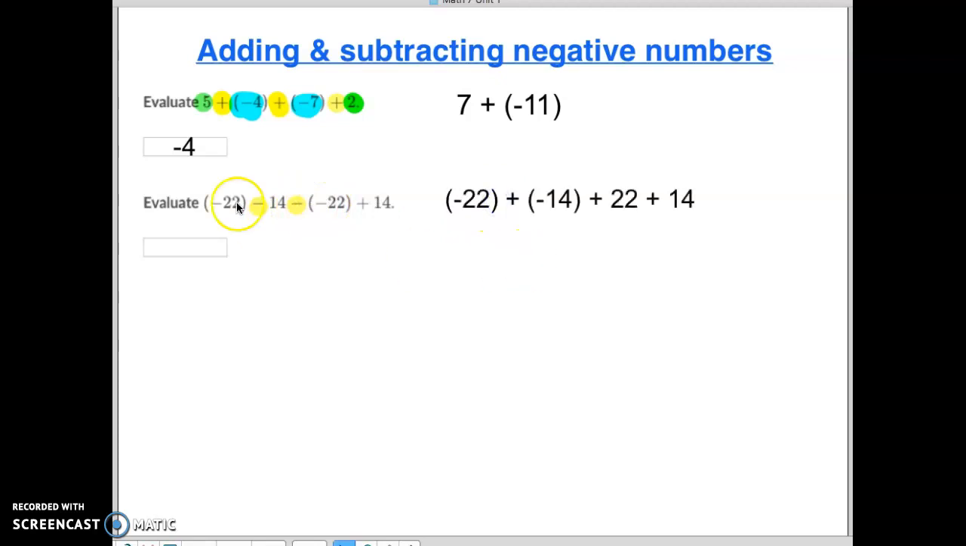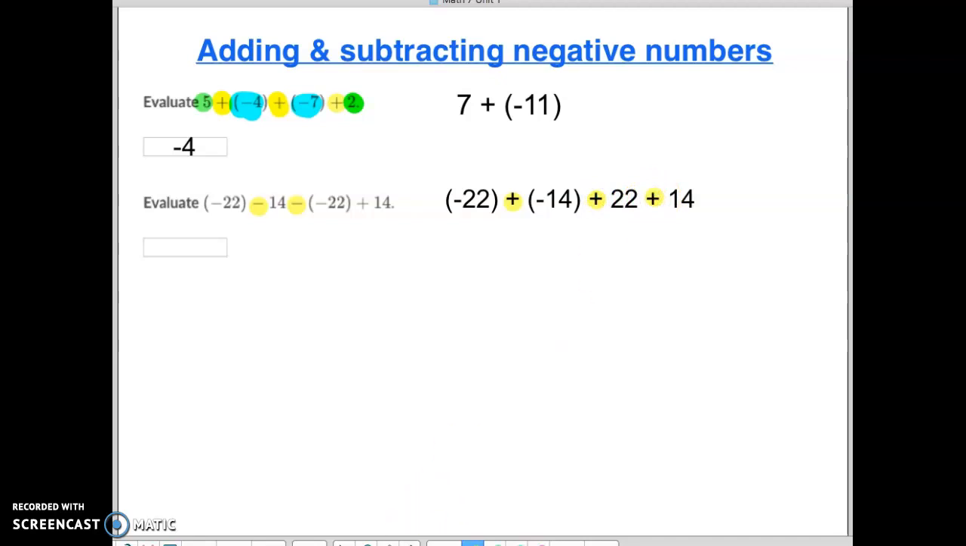When I rewrite this equation, the -22 in the beginning stays the same. This becomes plus a -14, because right now it's minus a +14, so we're going to change it to plus a -14. And now it's minus -22. Well, what's the opposite of minus -22? It would be plus +22. And then I've got a plus 14 at the end. Now you'll notice in this equation, I've turned everything into addition, so it's much easier to add numbers.